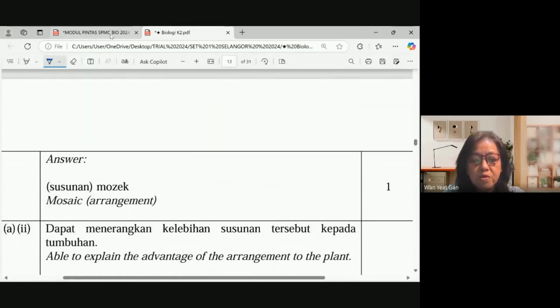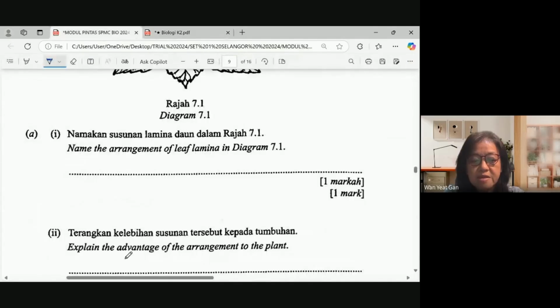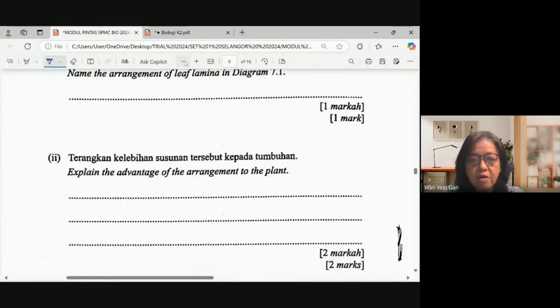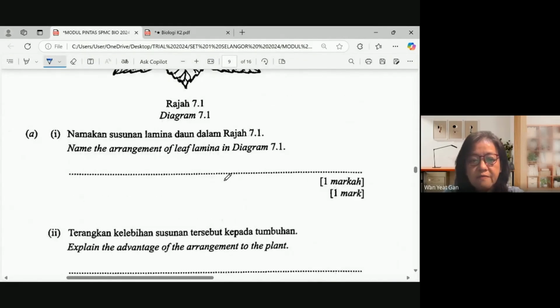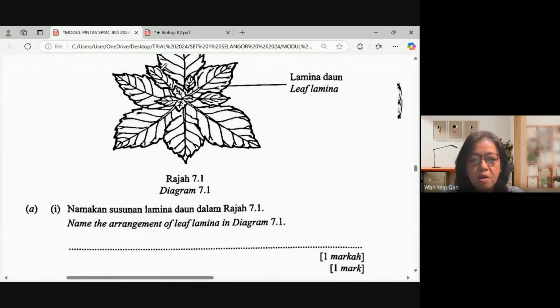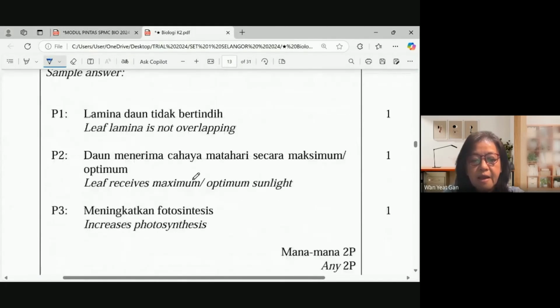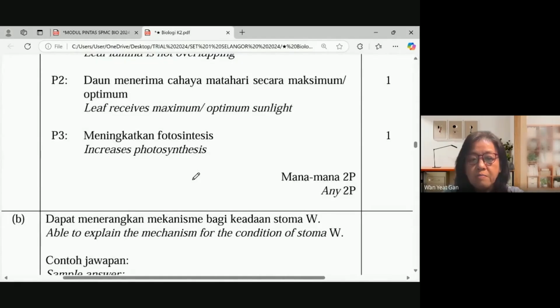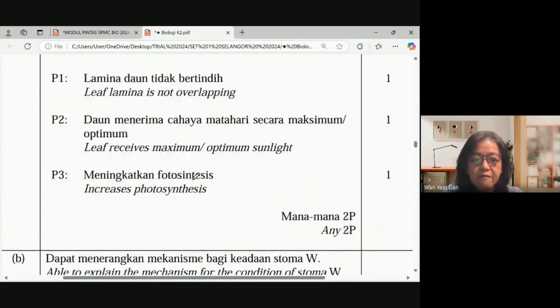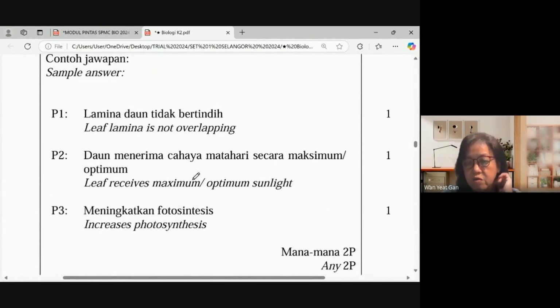A mosaic arrangement has an advantage because in this kind of arrangement, where the leaves do not block each other, the leaves can absorb maximum sunlight for photosynthesis. So since they are not overlapping, this will increase the rate of photosynthesis.